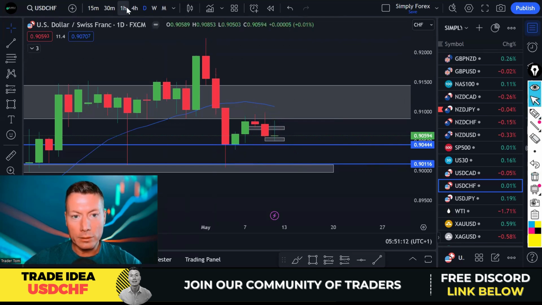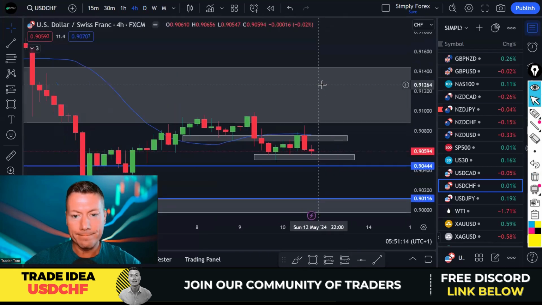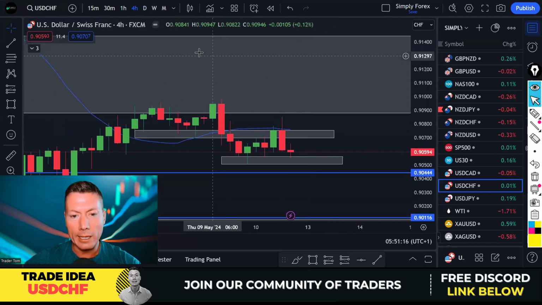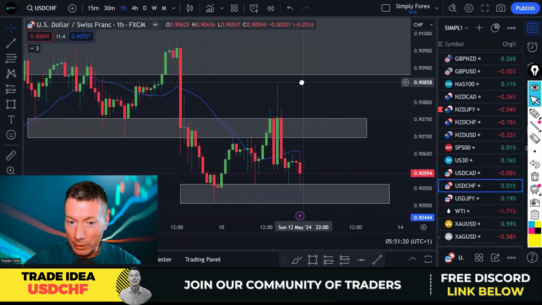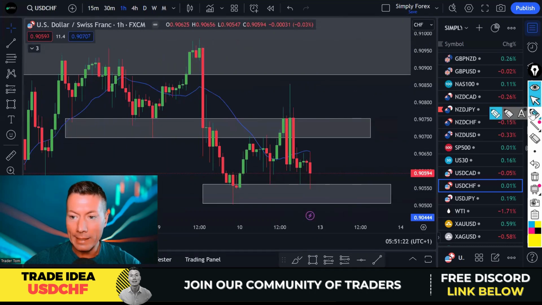Now, if we drop down to H4, okay, let's look at the H1. It's probably a bit clearer on there. And again, my grey zone, I haven't moved it. I've added this grey zone because we're starting to see a bit of support here. But all I want to see, guys, is price come back up into this grey zone. We get a bearish reaction, and then I will start selling US dollar Swiss franc.